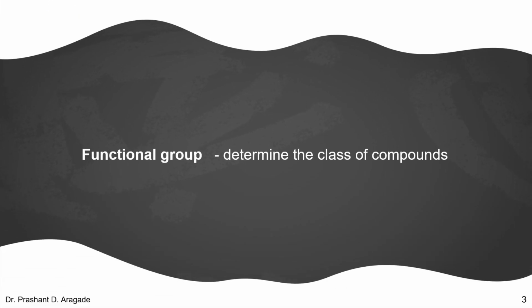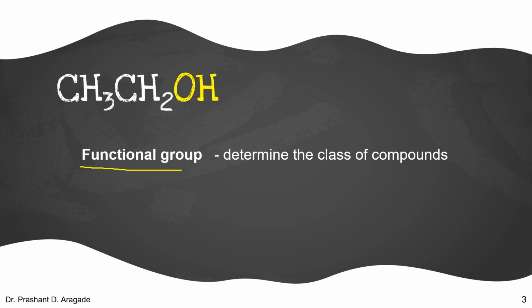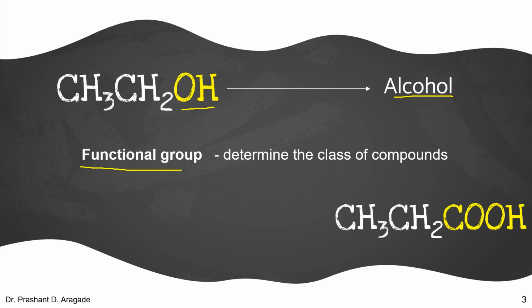The functional groups determine the class of compounds. The group of atoms which helps to determine the class of compounds are called functional groups. For example, it contains an OH group, and because of that it is considered an alcoholic compound. This is another example which contains a carboxylic acid group, that is C double bond O OH group. Because of that, this compound is regarded as acidic.